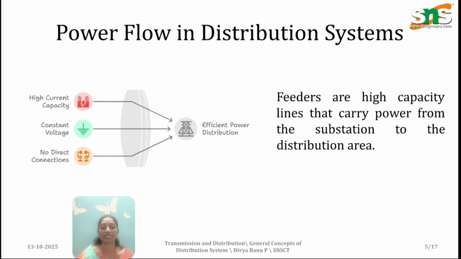When we look at the single line diagram, which we have already seen in the previous videos, we have a generation part. That generation part feeds a primary transmission and a secondary transmission. In distribution also we have two, primary and secondary. From the secondary transmission to the distribution part, we go through the substation. Feeders are high capacity lines that carry power from the substation to the distribution part.